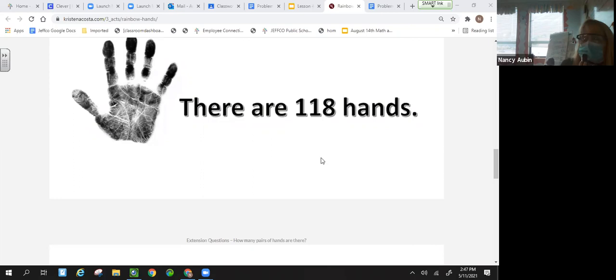There are 118 hands. The question is, how many pairs is that? Remember what a pair stands for. Do the math. See if you can figure it out. There's 118 hands. We want to know how many pairs that is. If you put them in groups of pairs, go for it. I'll give you a minute. I want to see your answers.